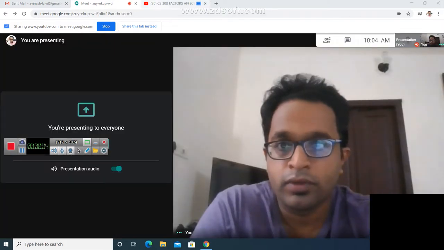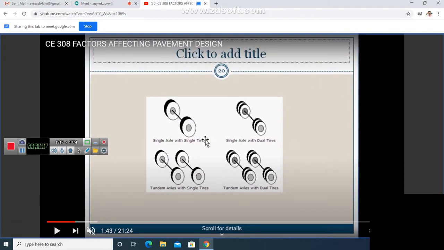Now listen. This figure shows the 4 different cases. The first case is showing a single axle. That means at the front end and at the rear end, you are having only a single axle, and on each axle, you are having a single tire. The second figure is showing a single axle with dual tires.